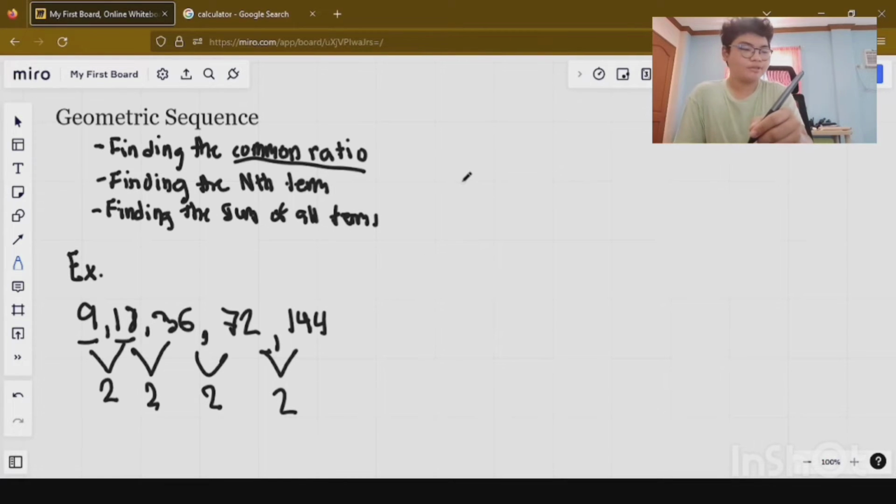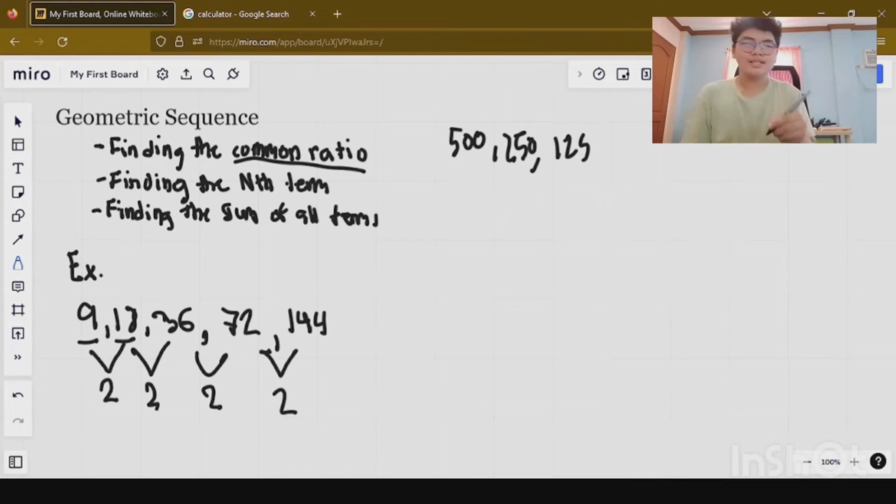Another example I have right here is 500, 250, and 125. Now, this example is different from the 9, 18, 36, because this sequence is descending, while the other one is ascending. But the rules still apply the same, except for one. 250 divided by 500 is 0.5 or 1/2.